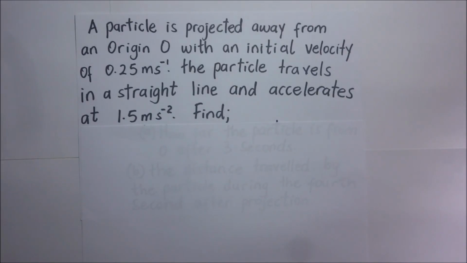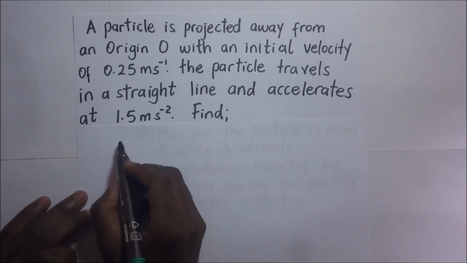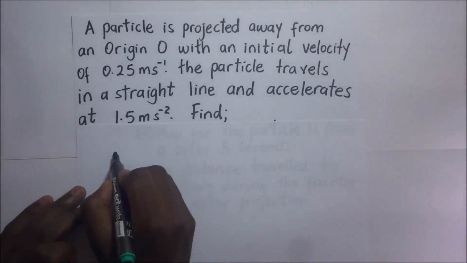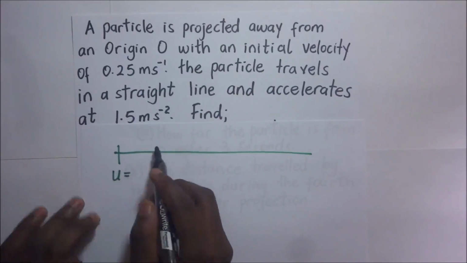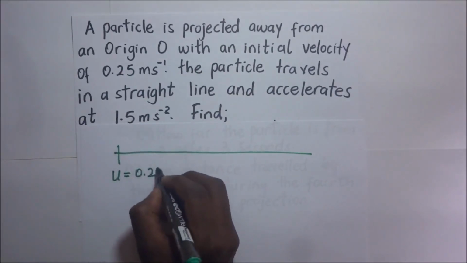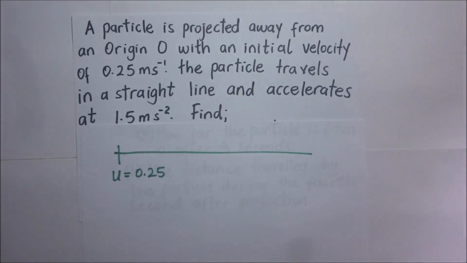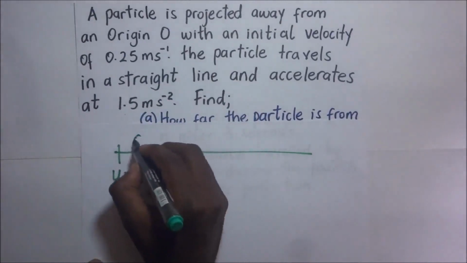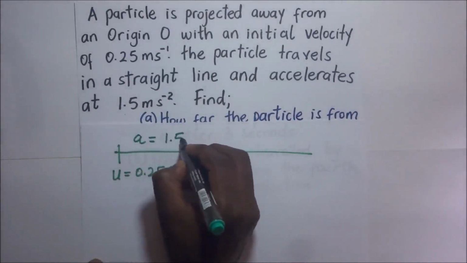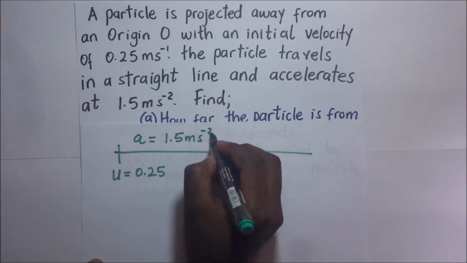So in this question, it goes that a particle is projected away from the origin O with an initial velocity of 0.25 meters per second. So we have a particle, let's say if this is our origin, it is projected from this point with an initial velocity u of 0.25 meters per second. The particle travels in a straight line and it accelerates at 1.5 meters per second. So meaning its acceleration right there is 1.5 meters per second squared.